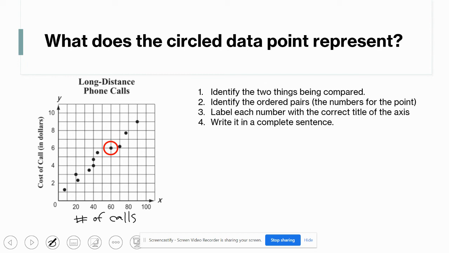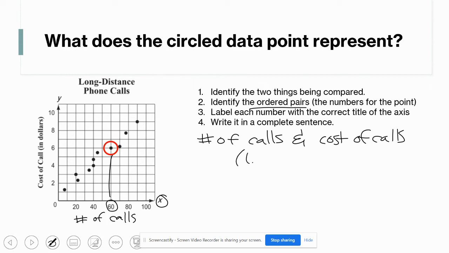So we need to identify the two things being compared. Well, number of calls and cost of calls. Okay, now I need to identify the ordered pair of this. So I'm going to find my x. Notice it tells me which one's my x, so it's going to be 60. And my y, in this case, is 6.